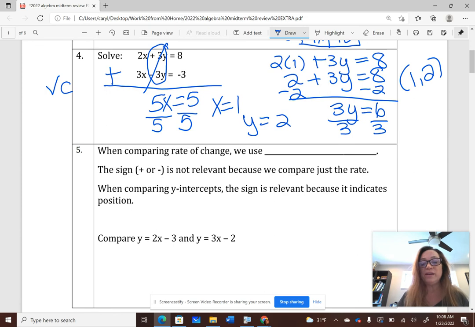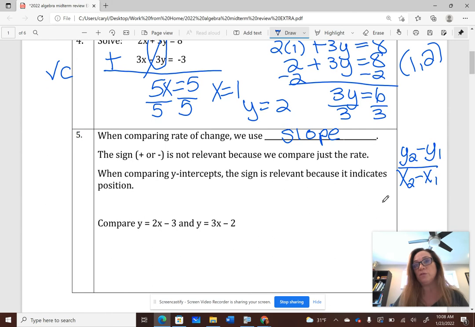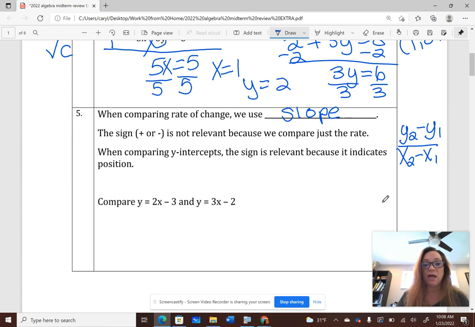Okay, when comparing rate of change, we use slope. And that's our slope formula, y2 minus y1 over x2 minus x1. You can also use linear regression on the calculator. That would be stat calc linreg. The sign doesn't matter when you compare slope because slope is really like steepness, or you can think of it as like speed because it's a rate.